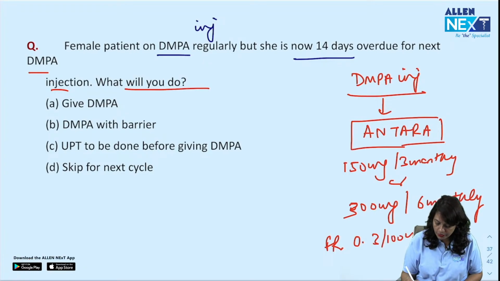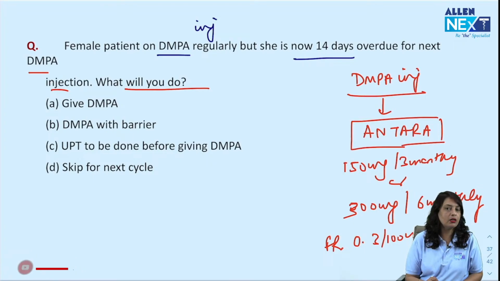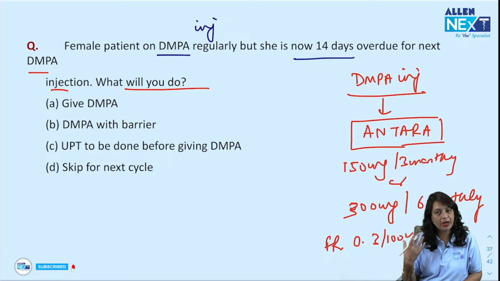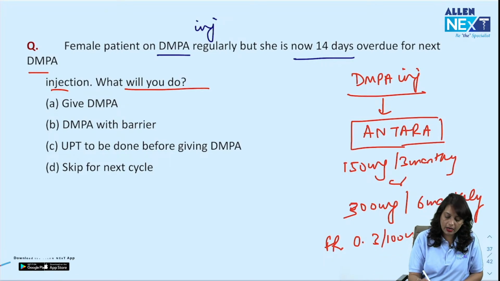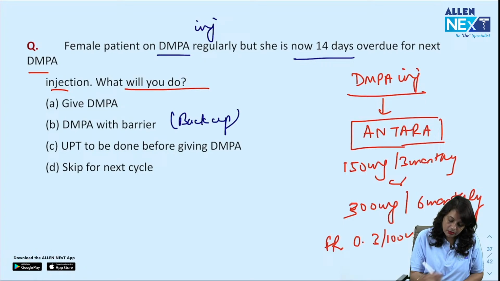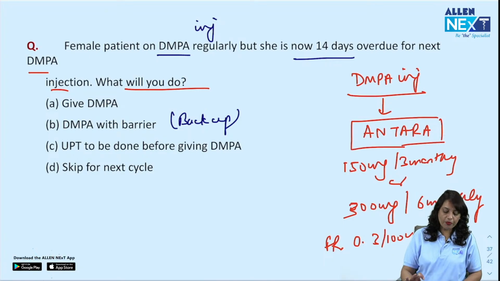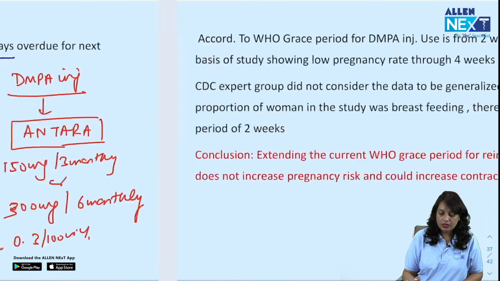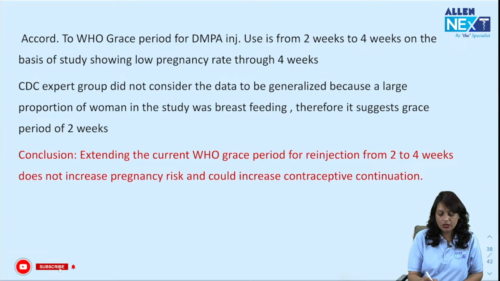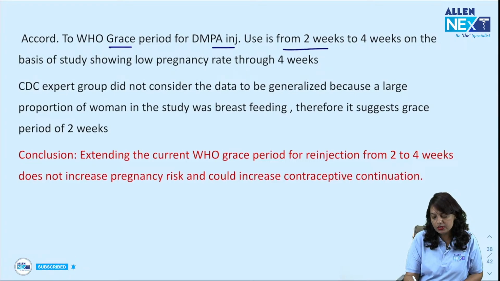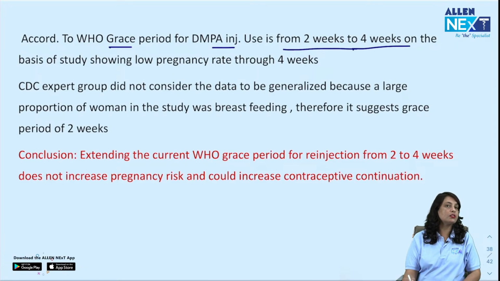Now, what will you do? Will you give the DMPA injection? Will you give the DMPA injection with a barrier contraceptive, meaning you are adding a backup method? Will you do a urine pregnancy test before giving the next DMPA injection, or skip for the next cycle? Before I tell you the answer, according to WHO, the grace period for DMPA use is 2 weeks to 4 weeks, based on a study showing low pregnancy rate through 4 weeks.